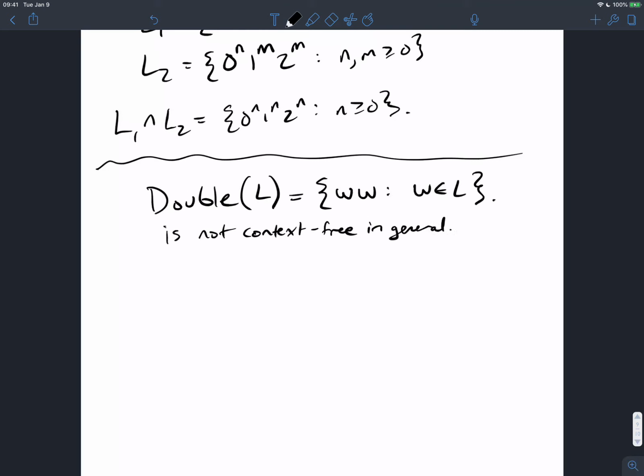Note that this takes a language in and spits out a language. What if I just put something like empty set as the language L? What's the resulting double of empty set? It's empty set. Is empty set context-free? Yeah, so you could come up with examples where it actually is context-free. But if I showed you one example where it's not context-free, would it show that it's not context-free in general? Yeah. So any choice of language you want to work with.